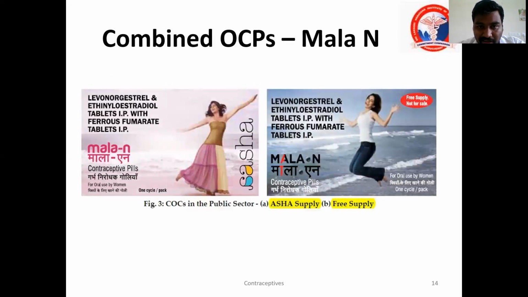Now we'll come to the third, that is the hormonal method, OCP, the combined oral contraceptive pill. Mala N is available in the public health sector. N is not for sale. Remember, N is not for sale. It is free of cost.